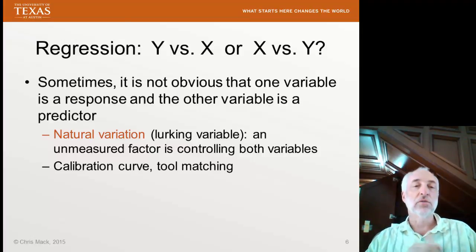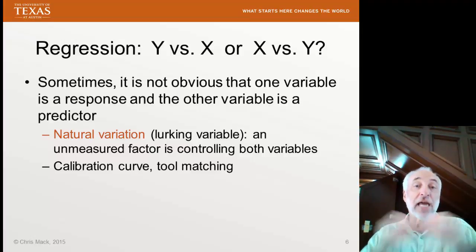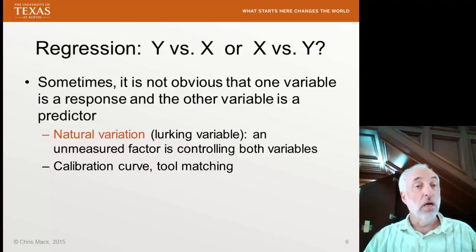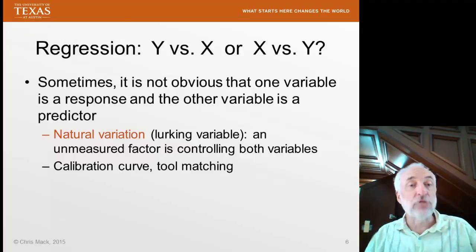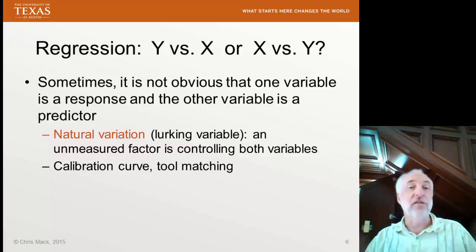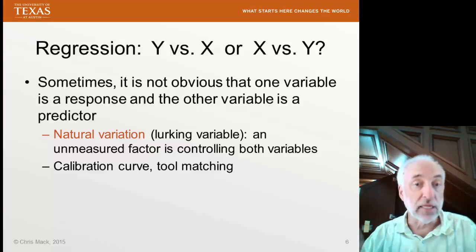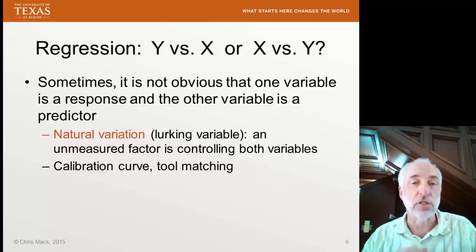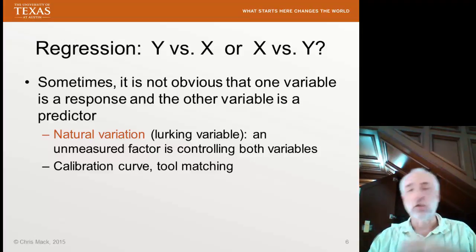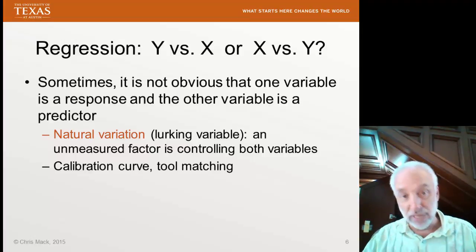Similar to the calibration curve and tool matching application, if I am purposely varying the sample, I can measure it with two different tools, but the variation that occurs has nothing to do with the change in the sample, but it is due to variations in the two measurements. So sometimes the tool matching calibration curve examples can be thought of in the same way, but not always.